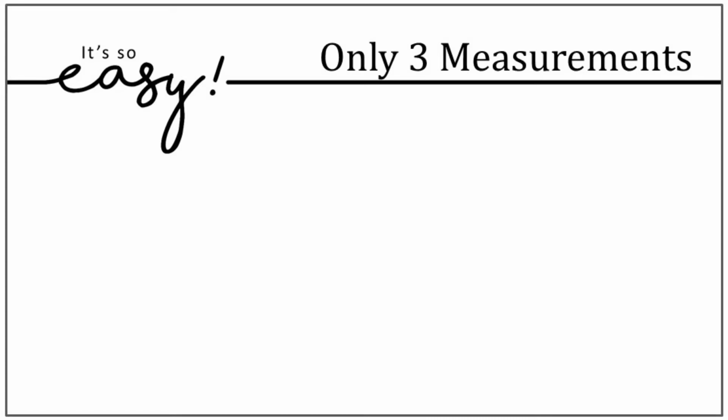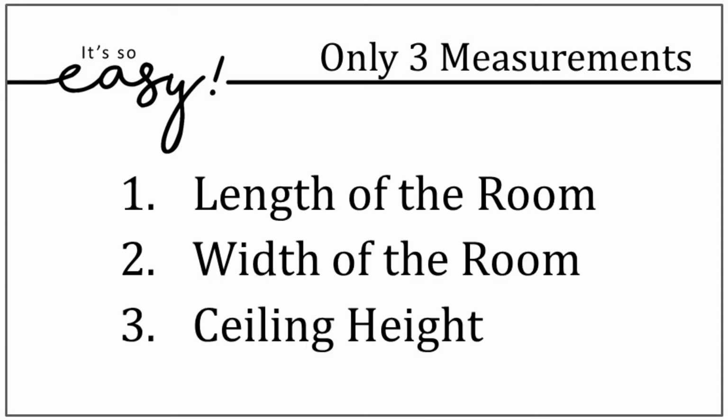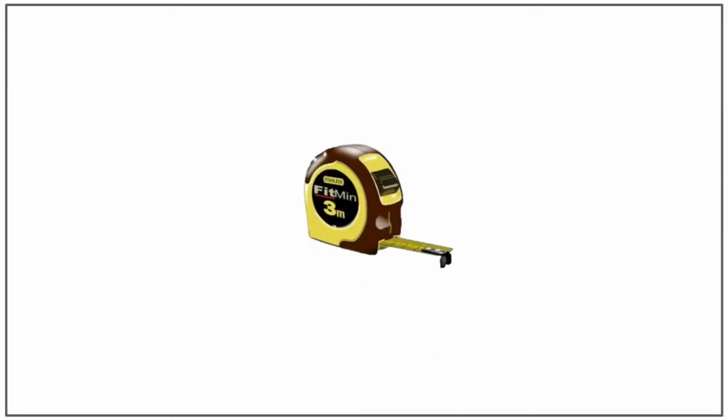However, I'm going to make it much easier for you. All I want you to do is to take three measurements of your room: the length of the room, the width of the room, and if you don't know the height of your ceiling, then you will want to go ahead and measure the height of your ceiling as well. Now use a measuring tape like this that you can pick up at your local home improvement store.